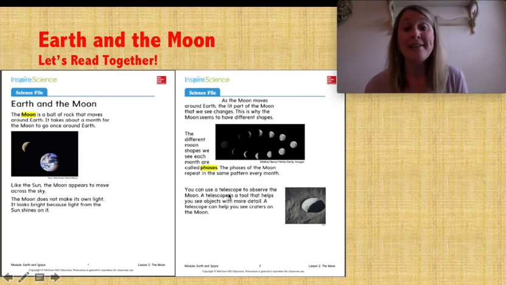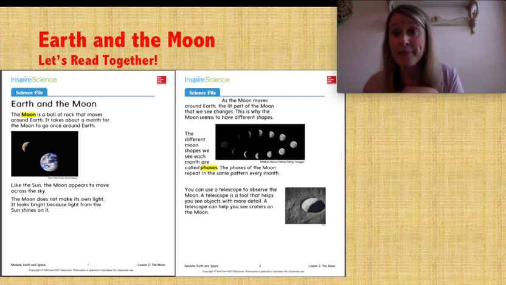You can use a telescope. Have you ever seen one of those? It's a tool that astronomers use to be able to see things that are far away in the night sky. It makes it look like they're up close, kind of like we use a magnifying glass. A telescope is a tool that helps you see objects with more detail. You can see them like you're much, much closer to them.